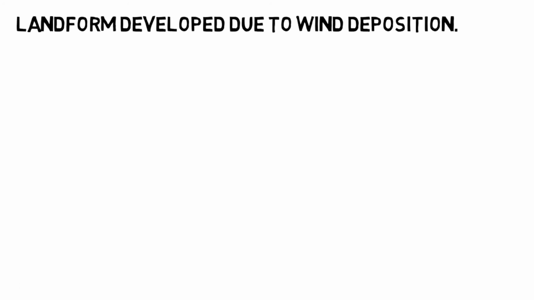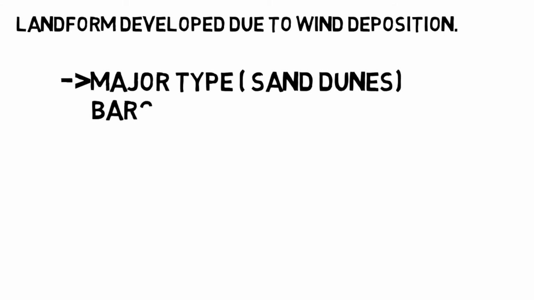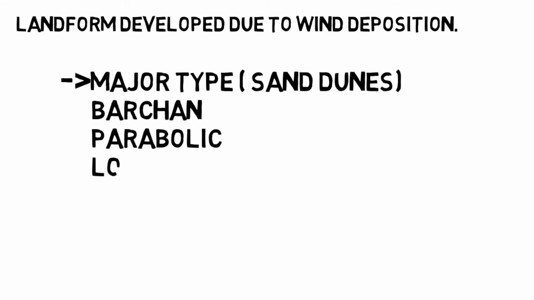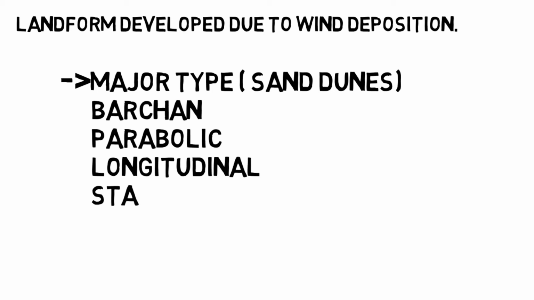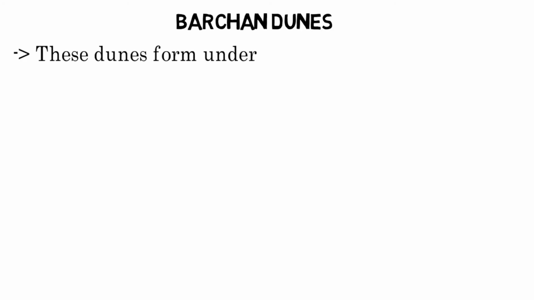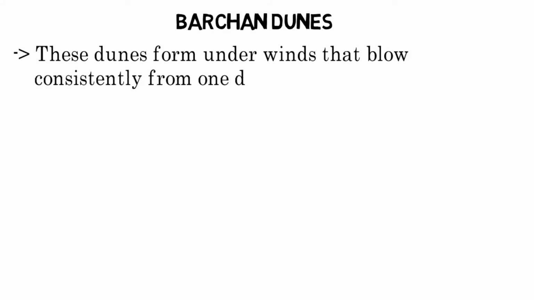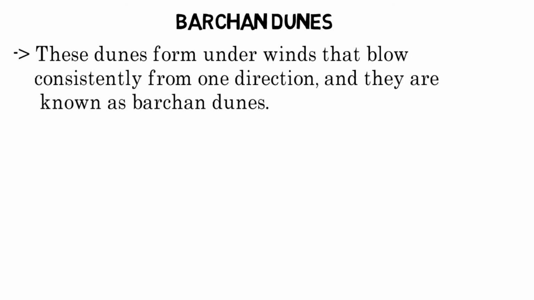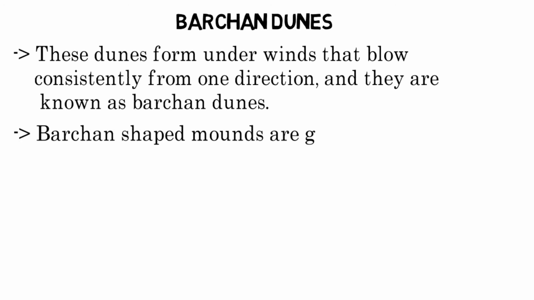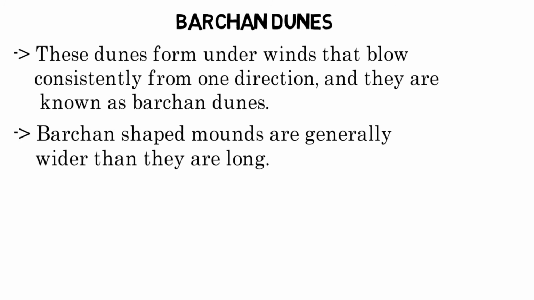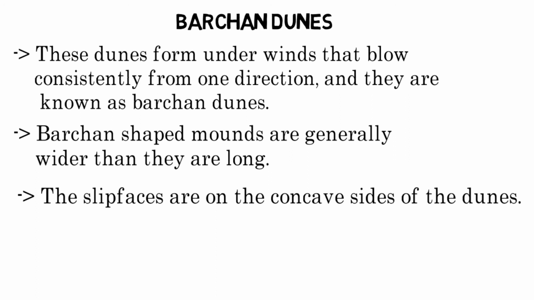Now we discuss the landforms developed due to wind deposition. So in the syllabus, major types are 1. Barchan, 2. Parabolic, 3. Longitudinal, 4. Star dune, and 5. Dome. Barchan dunes. These dunes form under winds that blow consistently from one direction, and they are known as barchan dunes. Barchan-shaped mounds are generally wider than they are long. The slip faces are on the concave sides of the dunes.